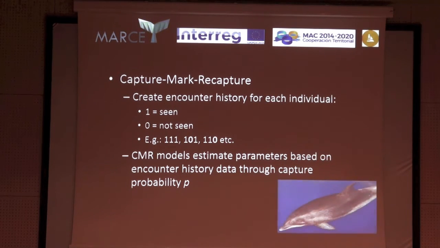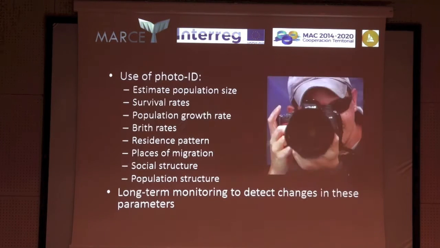So what the capture mark-recapture models do with this data is estimate parameters based on the encounter history data, through the capture probability. The capture probability will know here, with this 0 between an individual seen, not seen, and then seen again, that you did not see it, but it was alive. So you know it should have been there, but you didn't see it. This is how you can come up with some statistics and understand the demographic parameters.